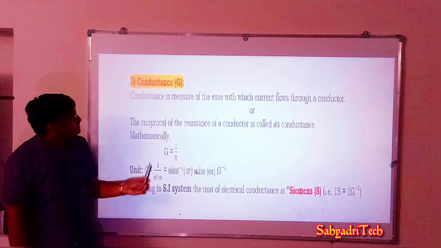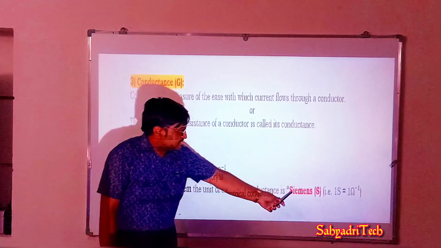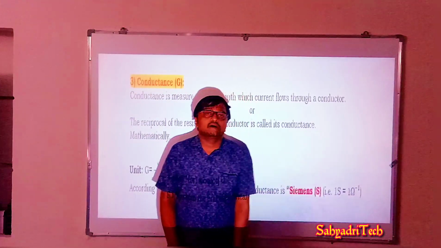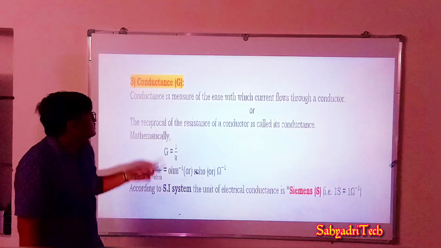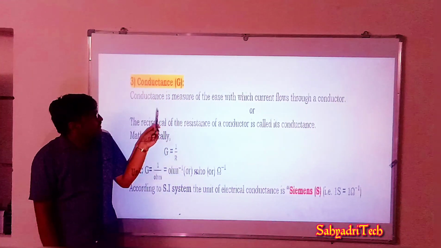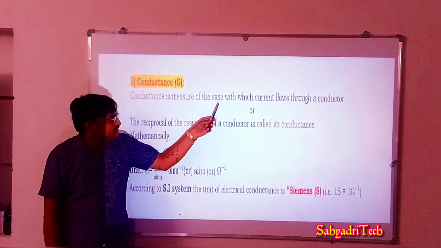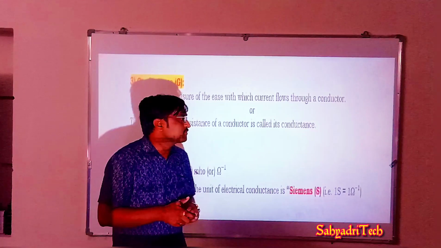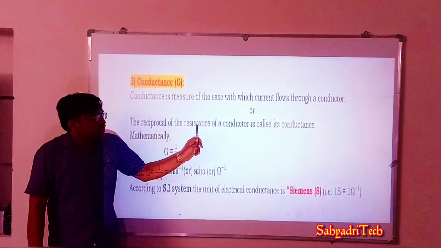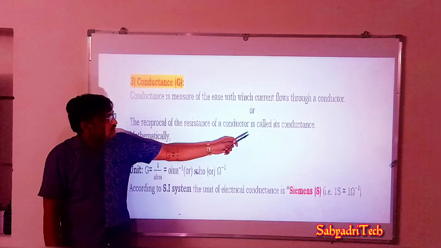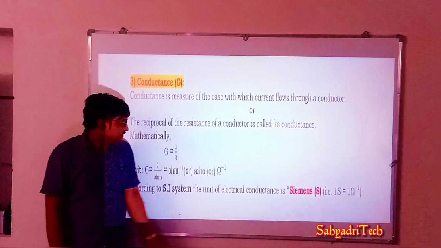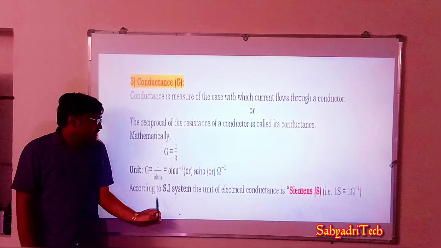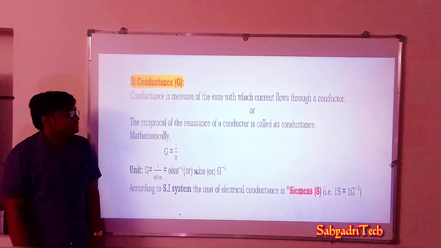According to the SI system, the unit for conductance is Siemens, capital S. And to be remembered here, 1 Siemens is equal to per ohm. So third, conductance: it is the measure of ease with which current flows through a conductor. Or else, another way of defining, the reciprocal of resistance of a conductor is called its conductance. What is the unit? Siemens. The SI unit has to be remembered here: Siemens is the SI unit for conductance.